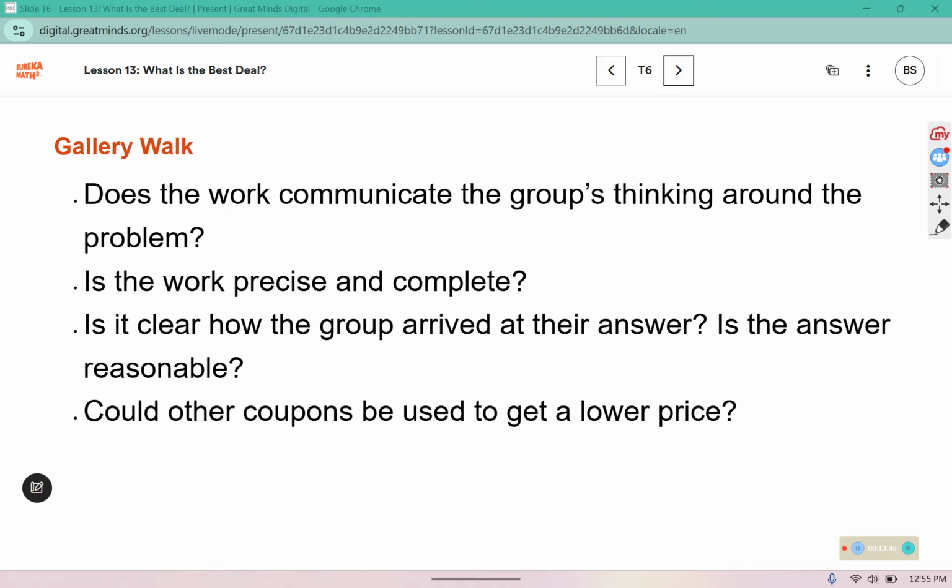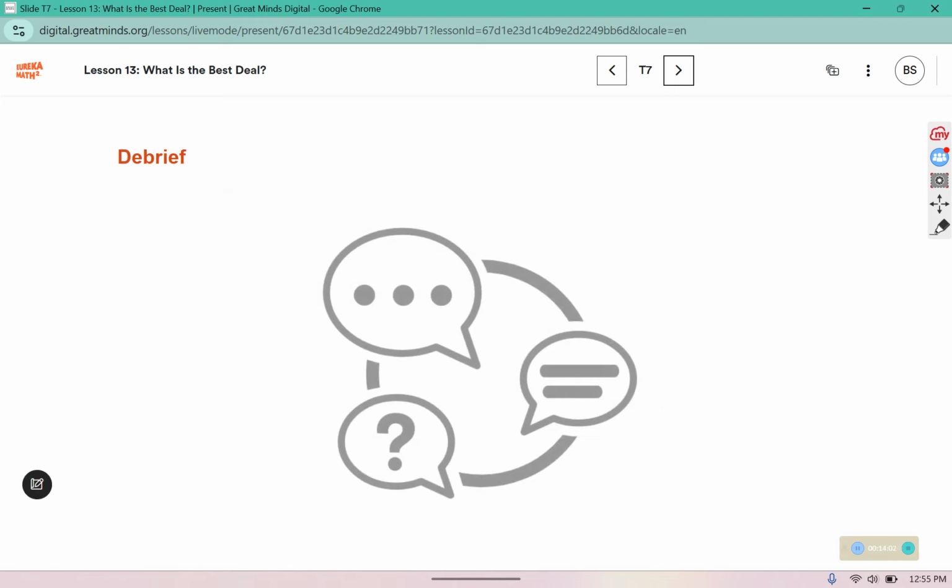Then it asks us to do a gallery walk and to think about the work of our peers in class. Does the work communicate their thinking? Is the work precise and complete? Is it clear how they arrived at their answer? And could other coupons be used to get a lower price? And that is the end of lesson 13, all on getting the best deal from the restaurants.